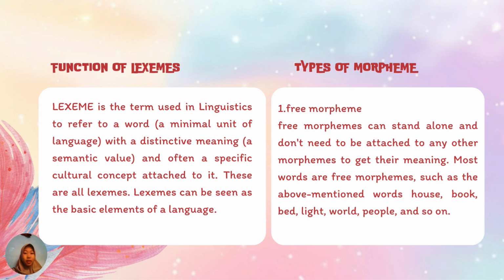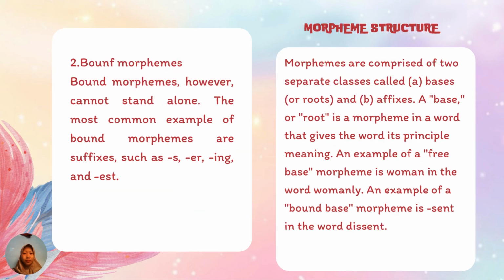Types of morpheme. The first is the free morpheme. Free morphemes can stand alone and don't need to be attached to any other morpheme to get their meaning. Most words are free morphemes, such as the above-mentioned words house, book, bed, and people. And the second, bound morpheme. Bound morphemes, however, cannot stand alone. The most common examples of bound morphemes are suffixes such as -s, -ed, and -ing.